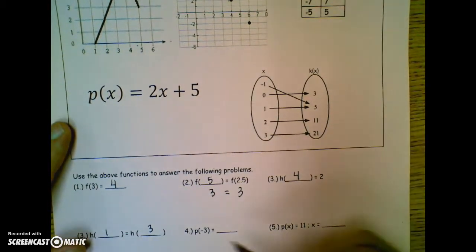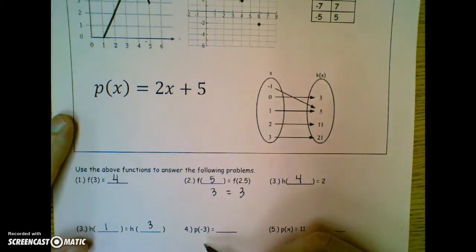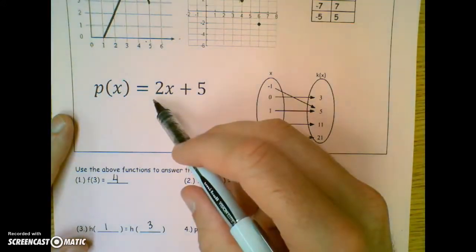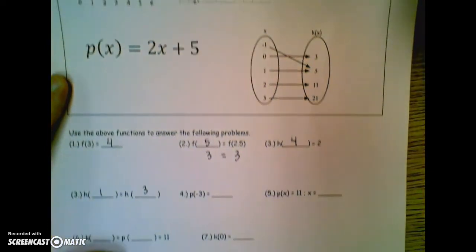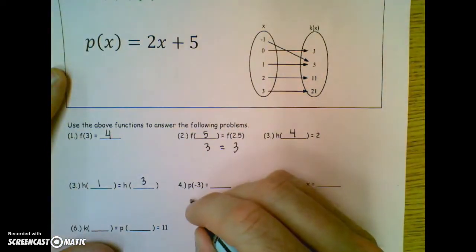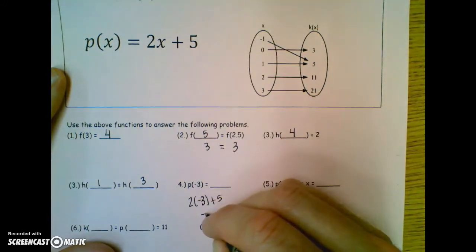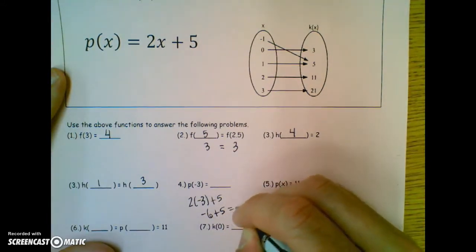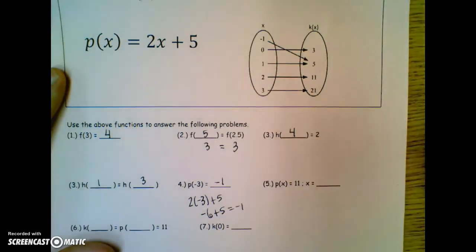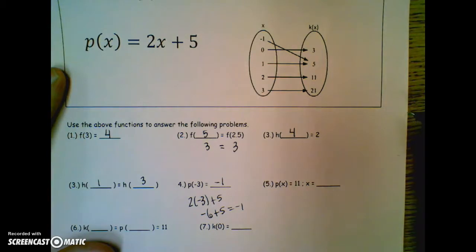Alright, next one. P of negative 3. So my input is negative 3. I'm going to plug it into the p function. This one's nice and easy. Just plug in negative 3 and then simplify using order of operations, so I get negative 1. 2 times negative 3 is negative 6, plus 5 is negative 1.